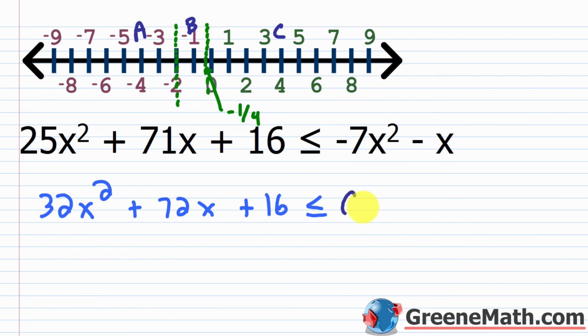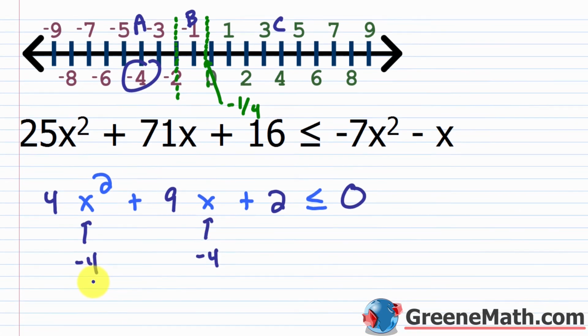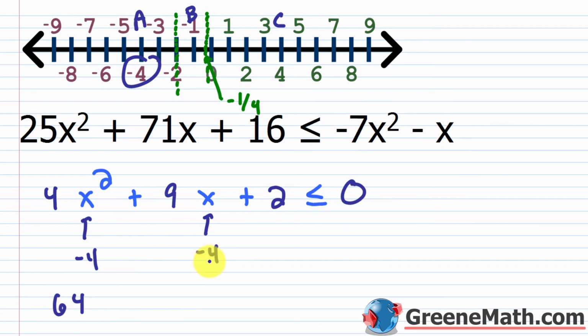And let me write my 0 there again. So let me divide this by 8. So this would have been 4x squared, and this would have been 9x, and this would have been 2. Again, just doing that so I have smaller values to work with. So I'm going to pick in interval A a value of negative 4. So let's plug that in there and also there. So negative 4 squared is 16. 4 times 16 is 64. And then 9 times negative 4 is going to be negative 36, so minus 36. And then plus 2. We don't even need to do the operations here. We know that this would not be less than or equal to 0. So anything in interval A would be false. Okay, this would be false.